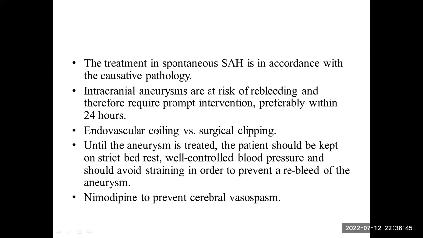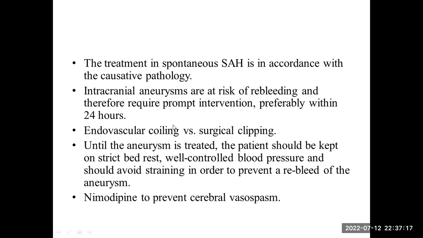The type of surgical intervention can be either endovascular coiling by a neuroradiologist, or surgical clipping, which is performed by a neurosurgeon. We're not going into details of these surgical procedures, but these are the two procedures which can be considered if you are dealing with subarachnoid hemorrhage due to ruptured perianeurysms. Either neuroradiological coiling by a neuroradiologist or surgical clipping by a neurosurgeon.